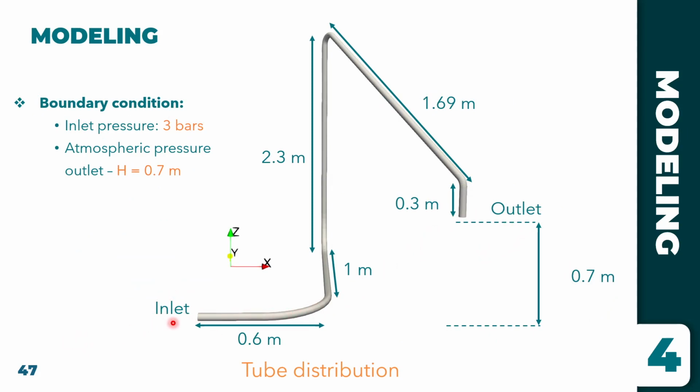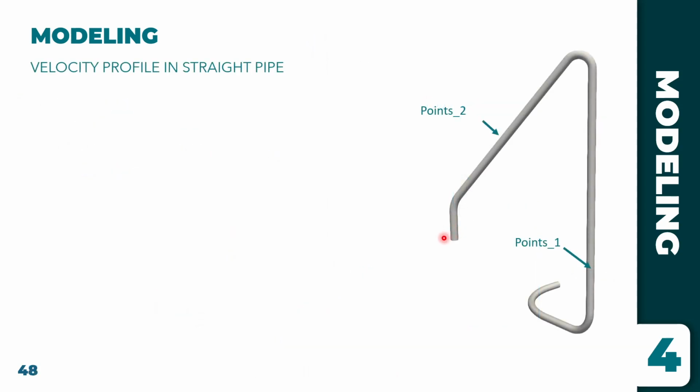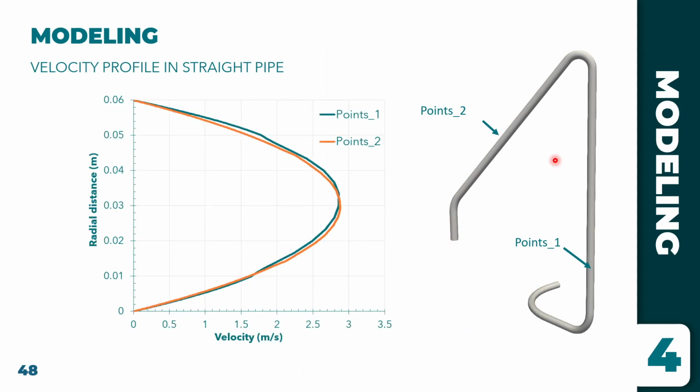The material will be transported from the inlet to the outlet, and the inlet pressure is 3 bar and the outlet pressure is 0. It's the atmospheric outlet pressure, with a height of 0.7 meter. And I want to plot the velocity at two points of the tube, and here is the result. We see that the velocity in here is quite identical, so we can have one conclusion: in the straight part of the tube the velocity profile is the same.